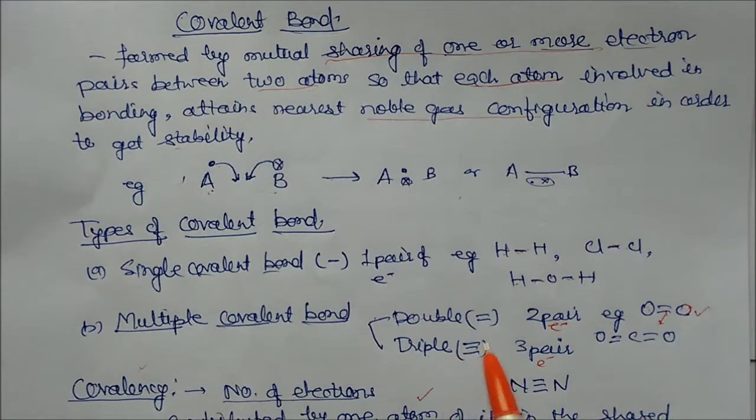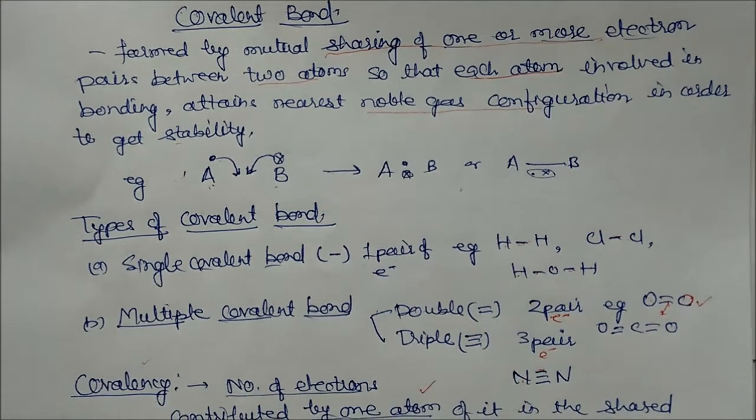Triple bond means three electron pairs are shared between two atoms. So in nitrogen, this nitrogen shares three electrons and this one also shares three electrons. There will be three bonds, and each bond constitutes two electrons.